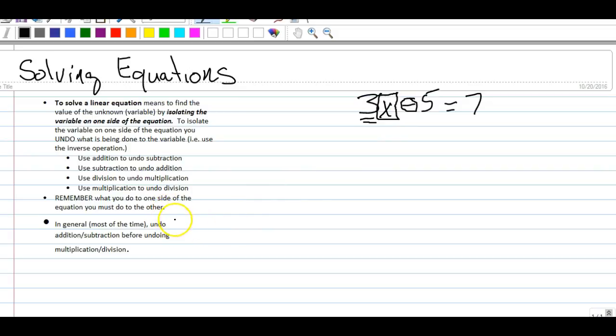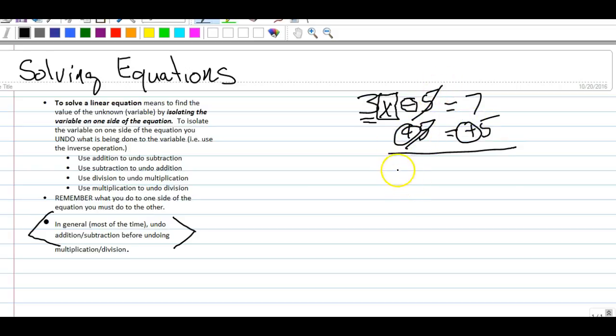Now, in general, we undo the addition and subtraction before we undo any multiplication or division. So I need to undo the subtraction of 5. So we use addition to undo subtraction. So I need to add 5 to both sides of the equation. And don't forget these signs, it's very important. The minus 5 and the plus 5, they do each other in. And that leaves me with 3x is equal to, here we have like signs, you add, is equal to 12.